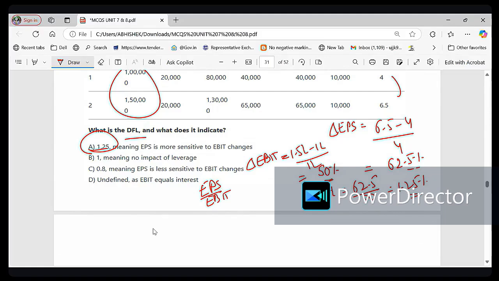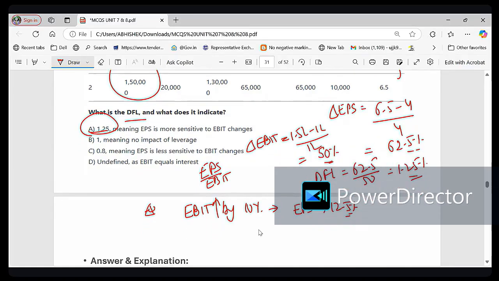So it means that, try to understand this, very, very important: if your EBIT increases by 10%, EPS will increase by 12.5%. In plain English, why? Because of that fixed interest, creating leverage. You have taken a loan and that is creating a leverage. And because of that leverage, your EPS is increasing by 12.5%. So the correct answer to this question is option number A, right?